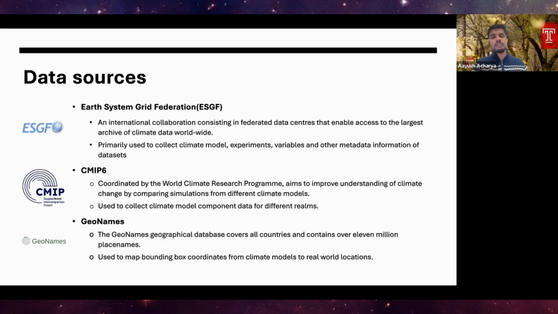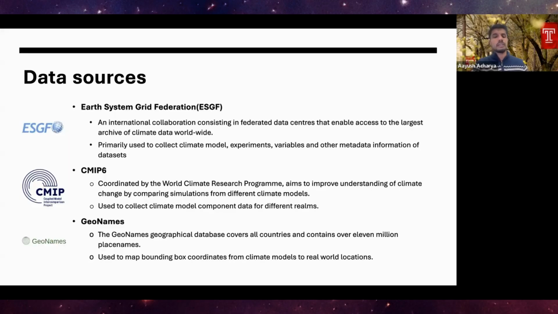We also use CMIP6 data. ESGF is a plethora of information, but we also want to trace the genealogy of models. And for this, the climate model component data is not present in ESGF. So for each ESGF model that we have, we look into CMIP6 data, and there we have the information about climate model components. So we also add climate model components data into our knowledge graph.